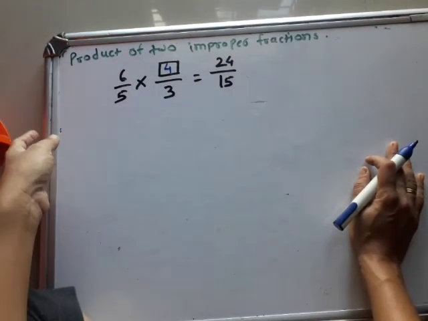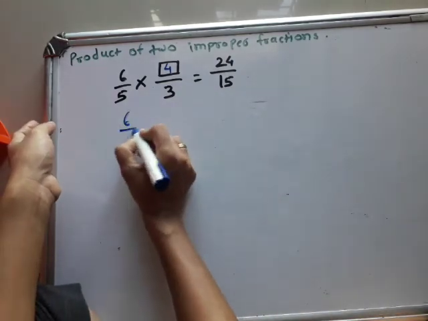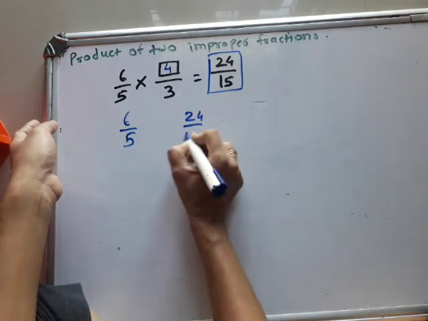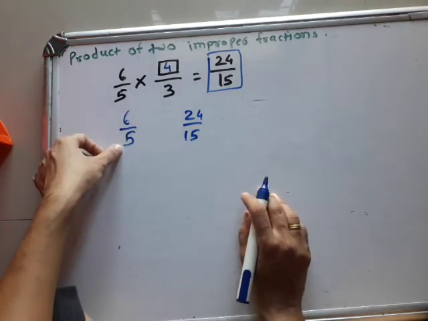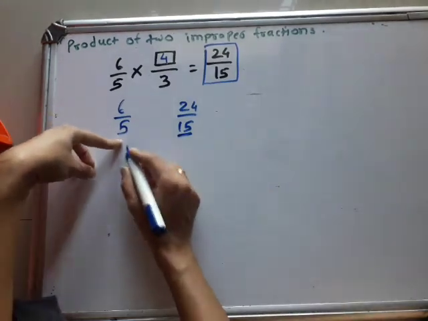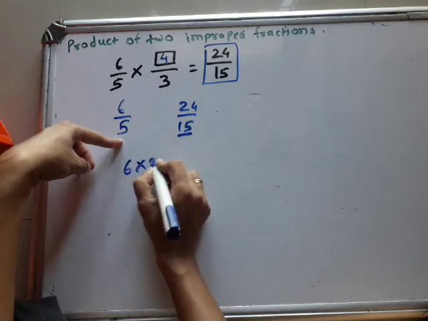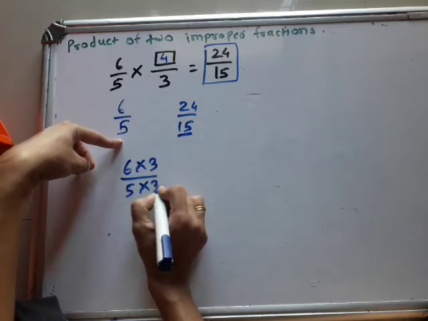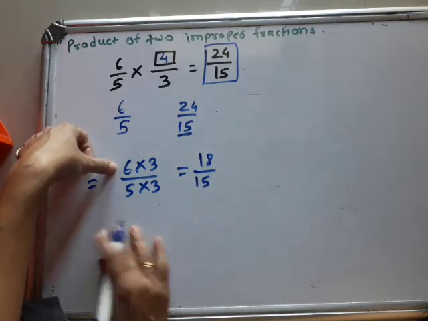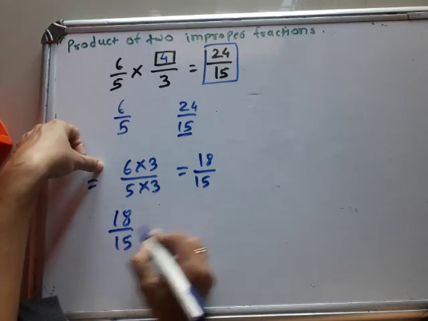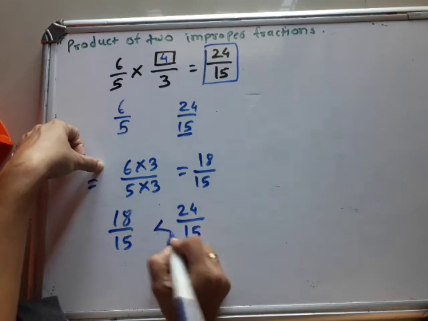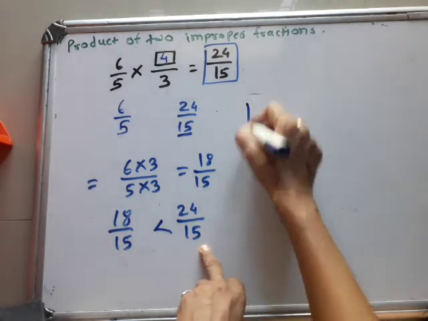Now you have to find whether the product is greater than or less than. So the first fraction is 6 upon 5, and this is your product, 24 upon 15. Here the LCM is 15. So when you multiply by 3, we get 15: 5 3s are 15. So multiply both the numerator and denominator by 3: 6 3s are 18, 5 3s are 15. So which is greater here? This is your product, 24 upon 15, and 24 is the greater number. So the product is greater than the fraction.